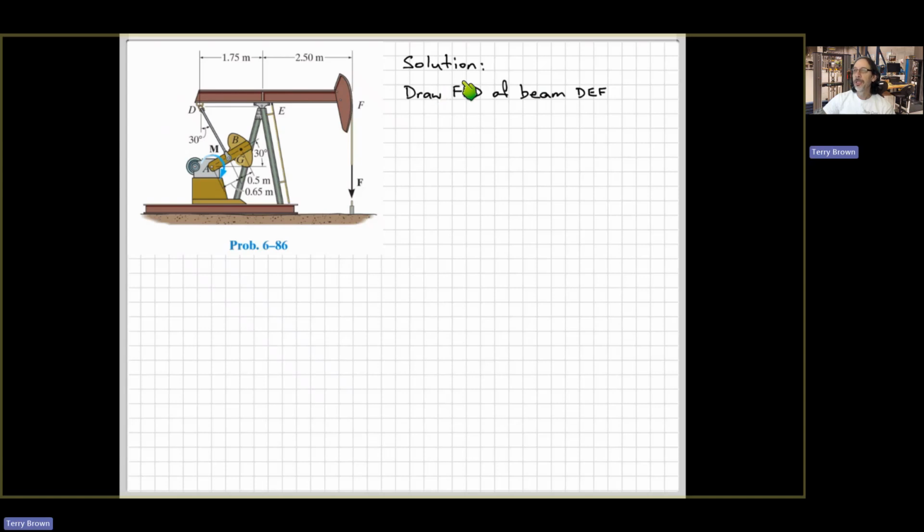Firstly, as always, we need to draw a free body diagram. Students, when they're doing these problems, often have difficulty working out what to draw a free body diagram of. As I said before, if it's a frame type problem, then typically I would start with a free body diagram of the whole frame and then work my way through the individual members. But if it's a machine problem, usually the easiest way to start is a free body diagram of the member to which the known load is applied. In this case, it's the beam here, FED. So we're going to work our way through that.